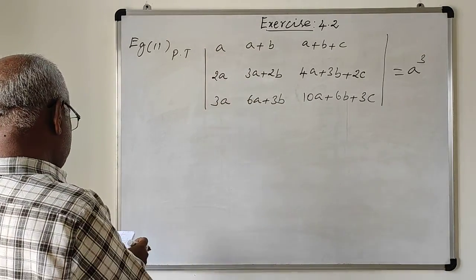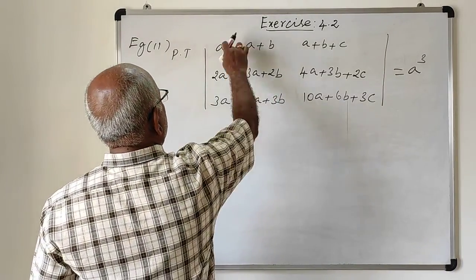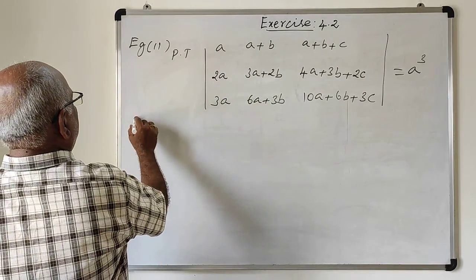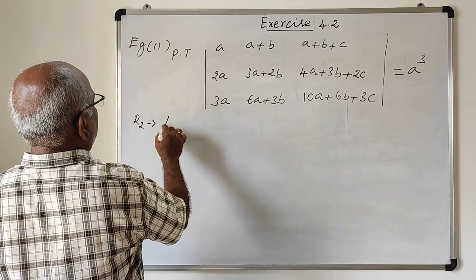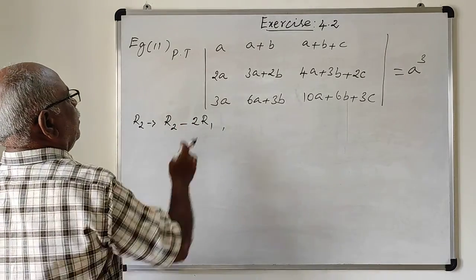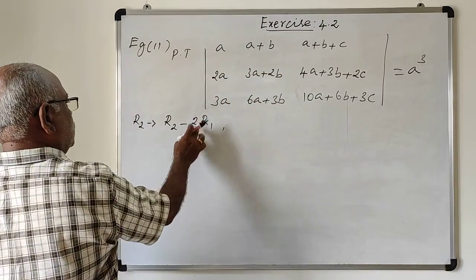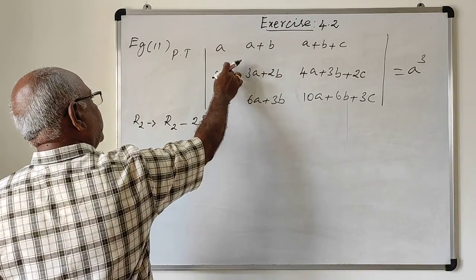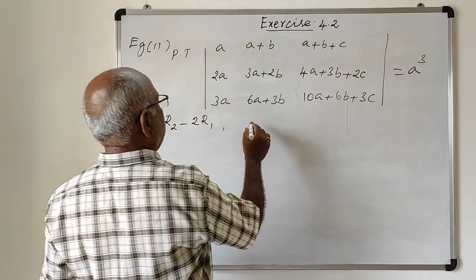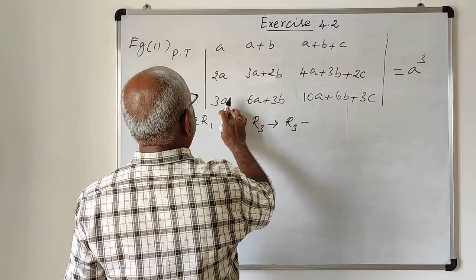For that, first I am writing R2 as R2 minus 2R1. So in the left hand side, R2 is R2 minus 2R1, because 2R1 is 2A, 2A minus 2A is 0, you will get that. That's why I am subtracting 2R1 from R2. Similarly, R3 is R3 minus 3R1.